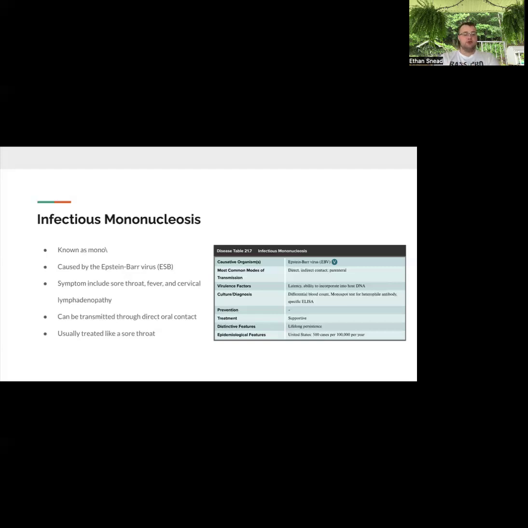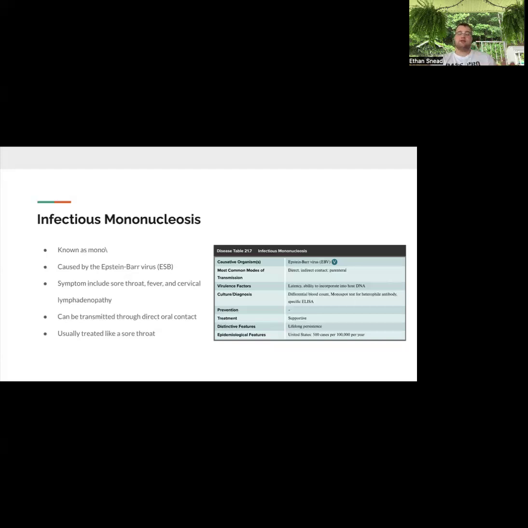This can be transmitted through direct oral contact with others. Contamination with saliva is the main mode of transmission. It can also be transferred through blood transfusions, sexual contact, organ transplants, and so forth. But it is rare to see a big outbreak of mono in communities and throughout the world.